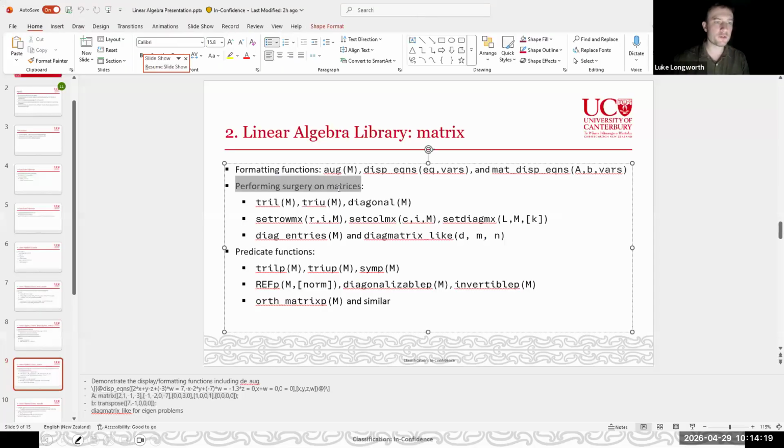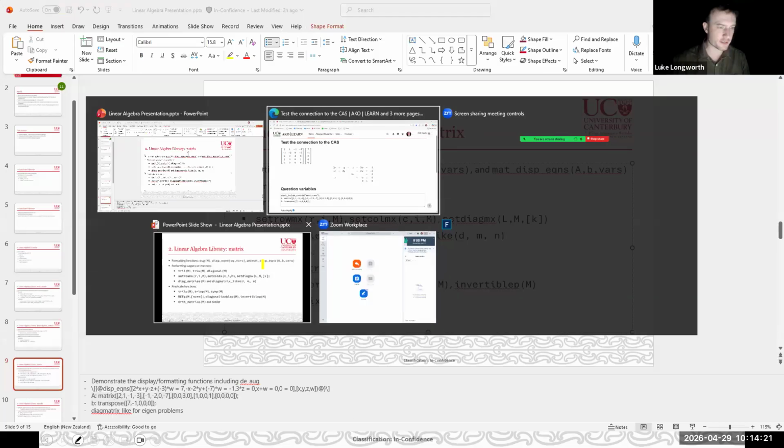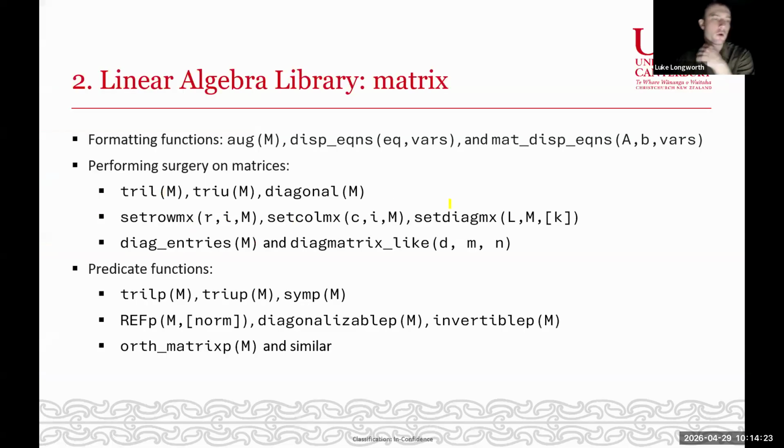Oh yes, performing surgery on matrices. Oh, let's go to the nicer, bigger one here. So from before we have tril, triu, and not diag this time because diag was already taken. That's another function that already exists. But so diagonal, these ones will do the equivalent of what the NumPy functions do. It will extract the lower, upper, or diagonal part of your matrix, basically by setting everything else to zero.